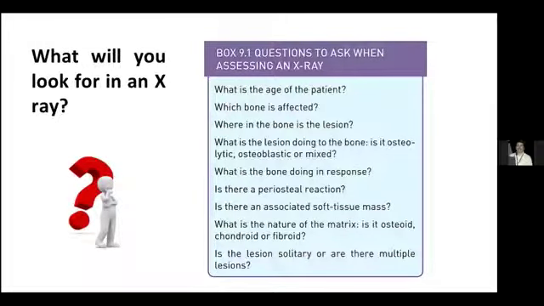You want to know the age of the patient, which bone is affected, and in which part of the bone the lesion is. What is the lesion doing to the bone? What is the bone doing in response? Is there a periosteal reaction specifically? Is there an associated soft tissue mass specifically? What is the nature of the matrix?